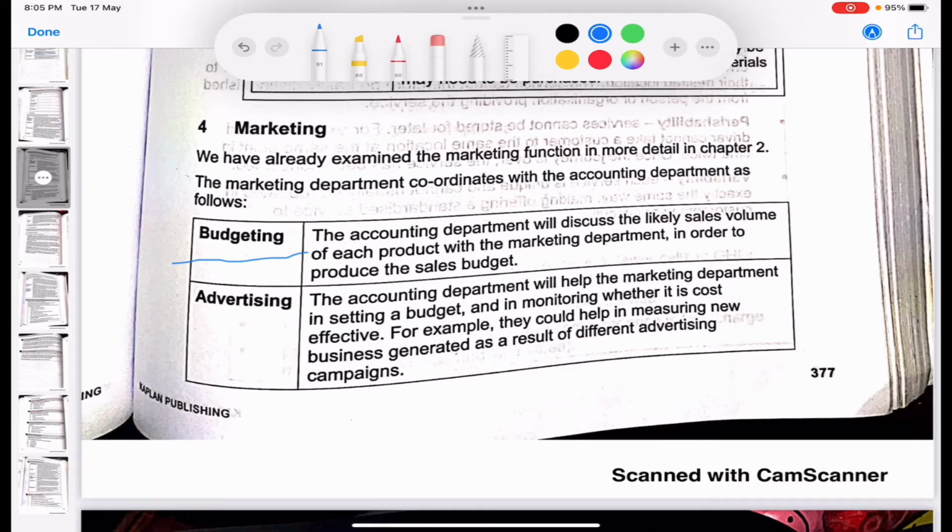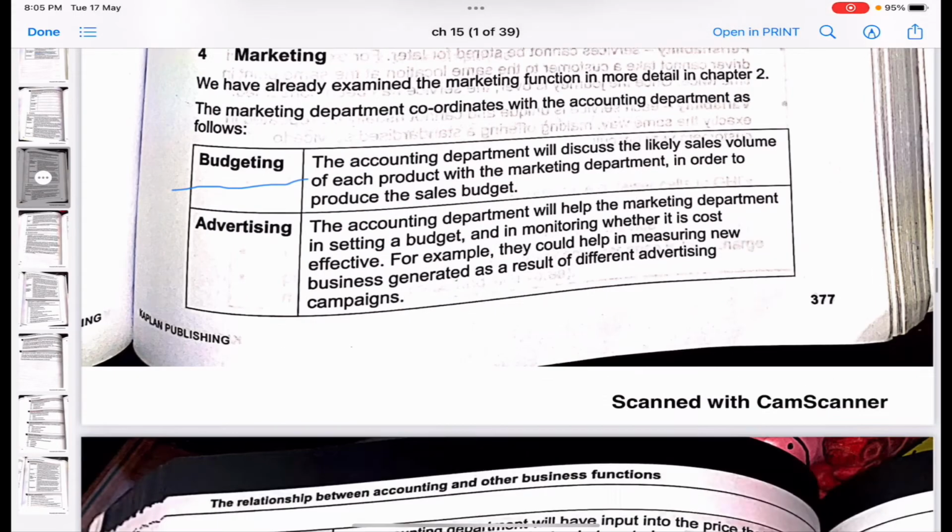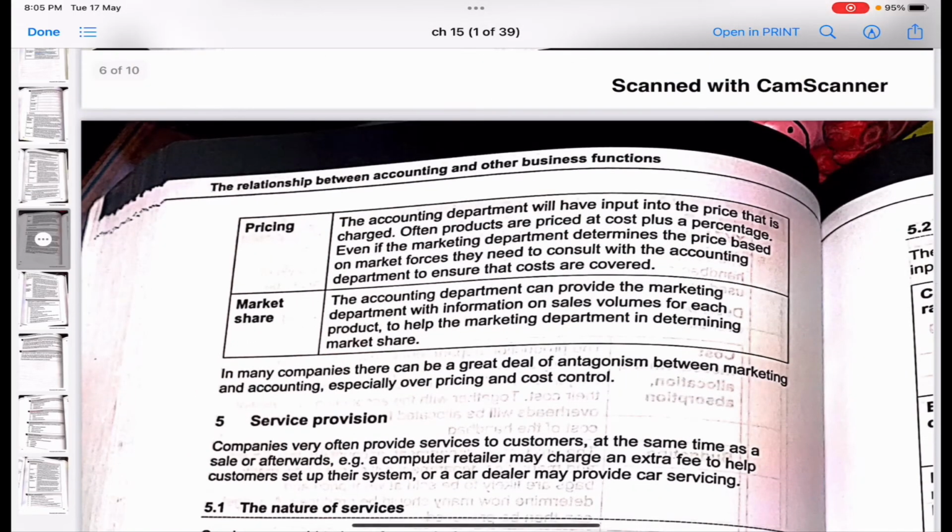So this is basically talking about how much we're going to spend for the advertisements of the products. Then we have pricing. The accounting department will have input into the price that is charged. Often products are priced at cost plus a percentage, even if the marketing department determines the price based on the market forces. They need to consult with the accounting department to ensure that the costs are covered.